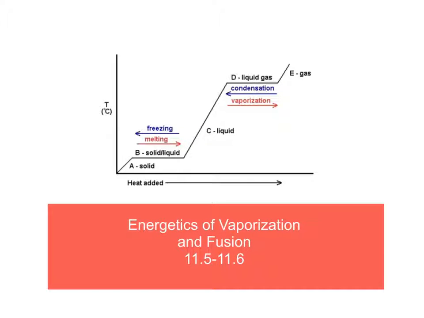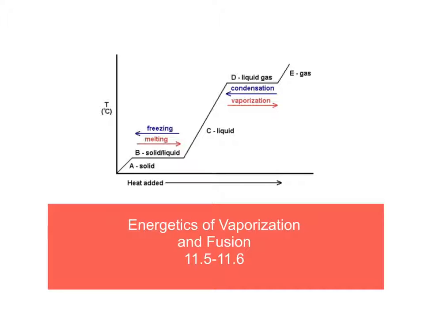Today we're going to talk about the energetics of vaporization and fusion. Just as a reminder, vaporization is the process of going from a liquid to a gas, and fusion is the process of going from a liquid to a solid. We use these terms in terms of energetics for both the forward process and the reverse process. So vaporization energetics refers to vaporization and condensation, and fusion refers to melting and freezing.